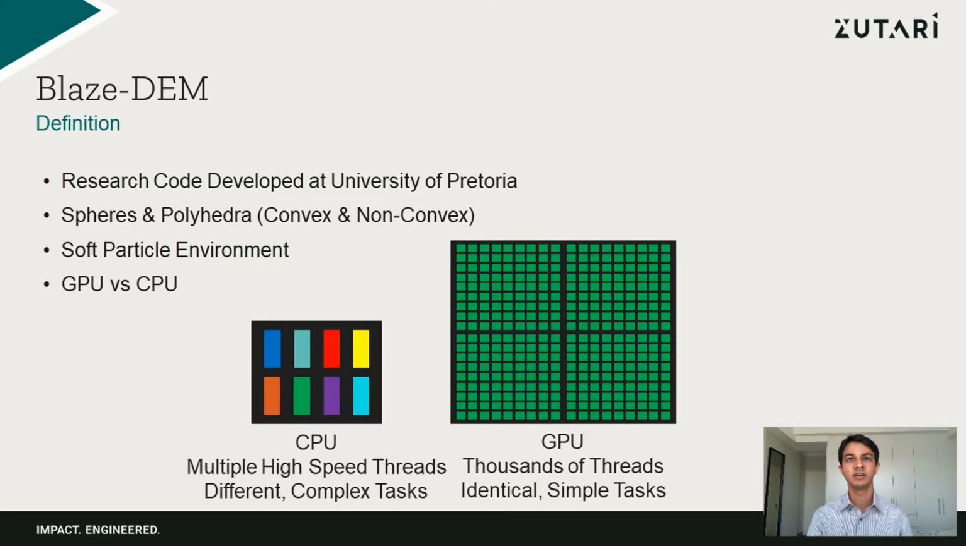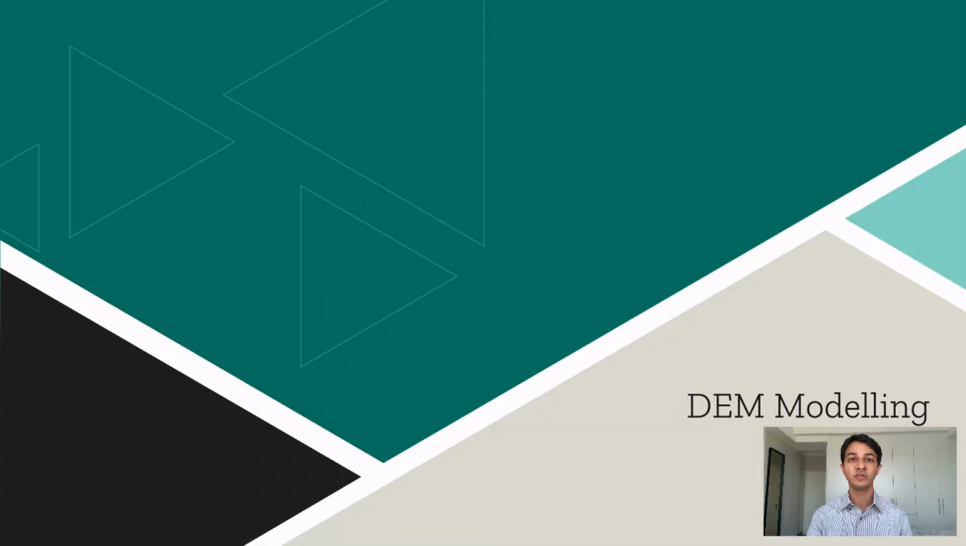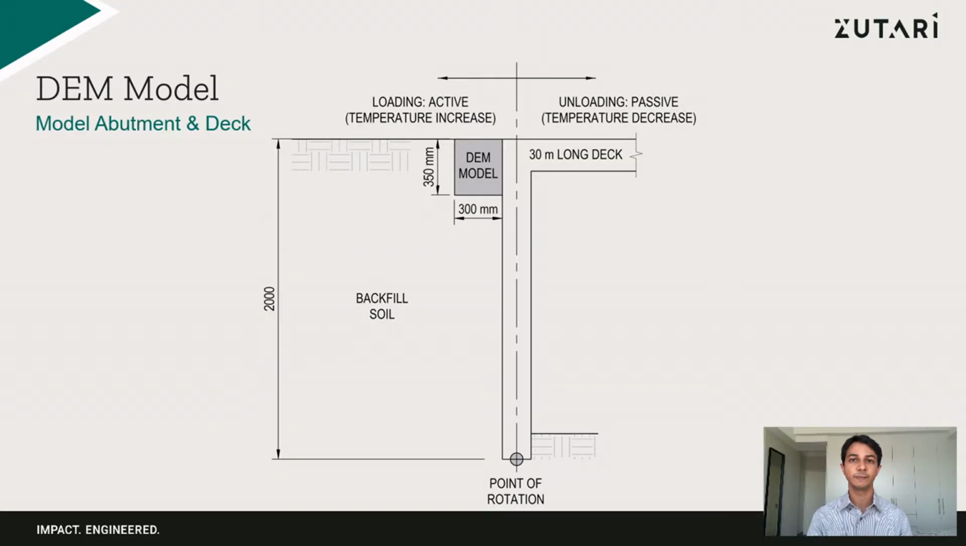As previously mentioned, the DEM calculation cycle is a large set of repeated calculations, all of which are similar in computing terms, thus making the GPU ideal for performing DEM simulations. In previous research, BlazeDEM was found to offer levels of performance up to 150 times faster than commercial codes which utilize the CPU. To perform the DEM simulations, a model abutment and deck was created.